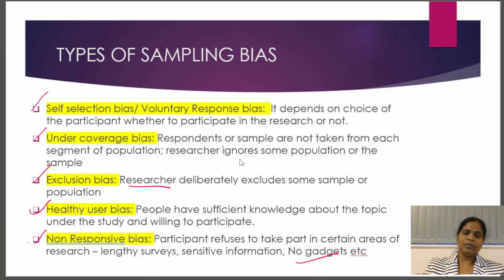You can go through my previous video regarding the different types of sampling methods which I have discussed, which are very important. So far we have discussed sampling bias as well as sampling errors, the different types of sampling bias, and the reasons for sampling errors to occur. I hope you all understood.